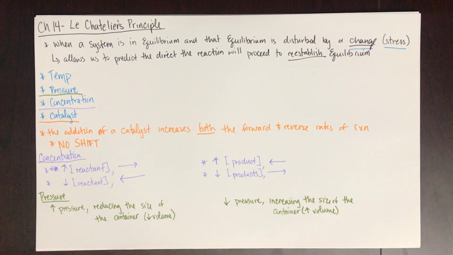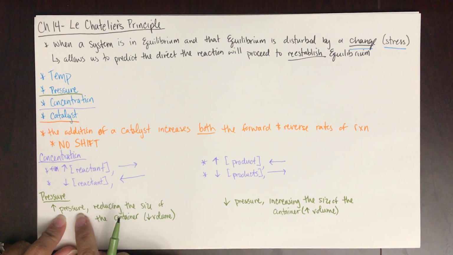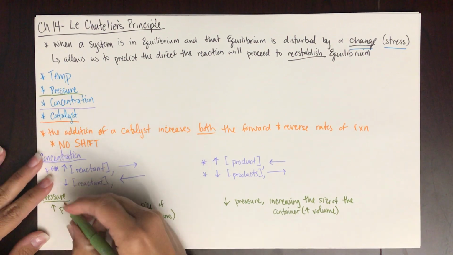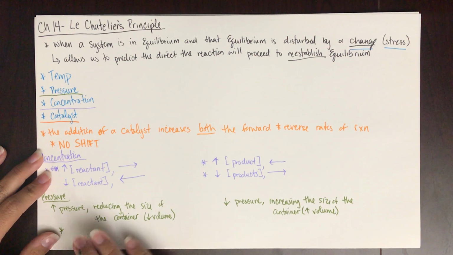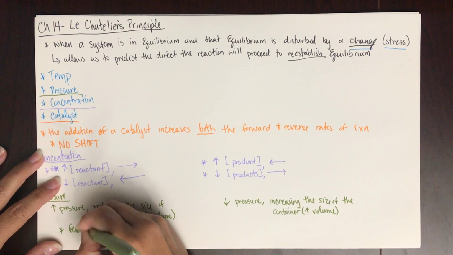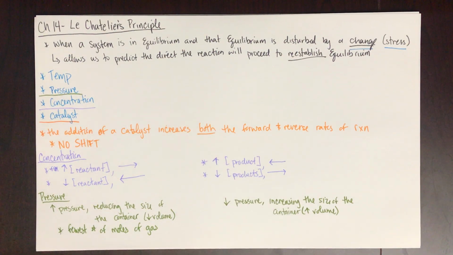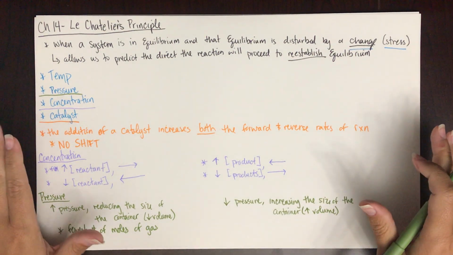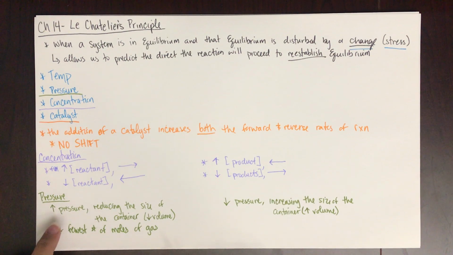So the rule for this is that if you increase the pressure, there's more pressure inside this reaction. That means that this reaction will favor the side of the arrows that has the fewest number of moles of gas. So you're just going to look at the chemical reaction, add up the number of moles of gas on the reactant side, add up the number of moles of gas on the product side. If you increase the pressure, there's more pressure in this container now. You've reduced the size of the container. The reaction will favor the side that has the fewest number of moles of gas.